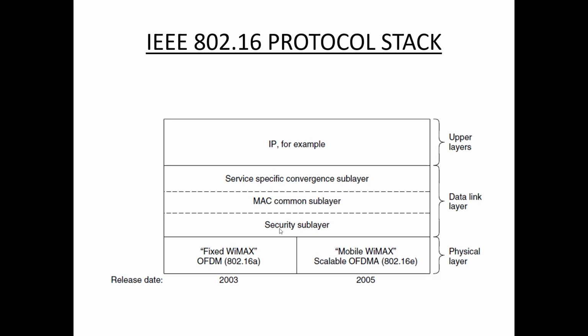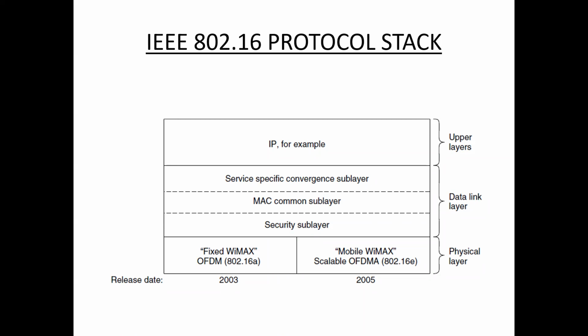The first one, the security sublayer, is the bottommost layer, and it is concerned with the security and privacy of the wireless network. The security sublayer deals with encryption, decryption, and key management. That is the security mechanism.